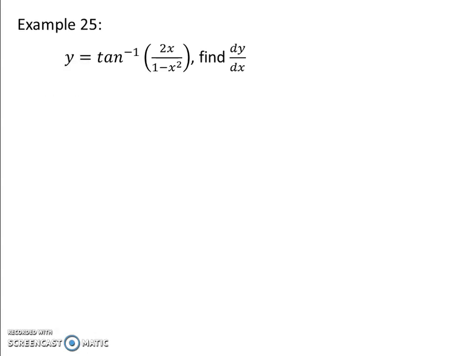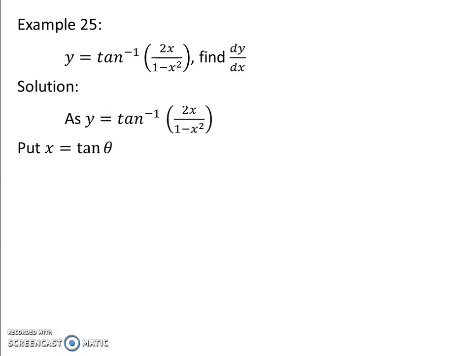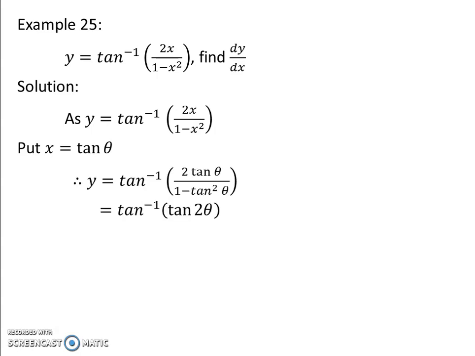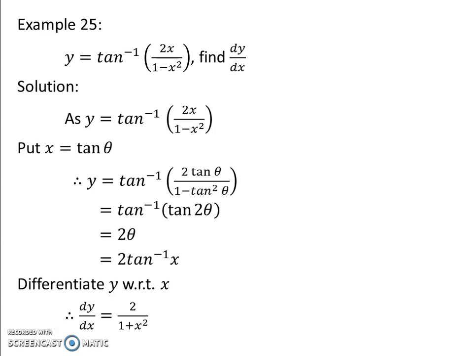And the last example, y equal to tan inverse of 2x upon 1 minus x square. Again we have to do substitution from the table. If you observe, x equal to tan theta, so 2 tan theta upon 1 minus tan square theta, and this is nothing but tan 2 theta. So we get 2 theta, that is equal to 2 tan inverse x, so dy by dx equal to 2 upon 1 plus x square.